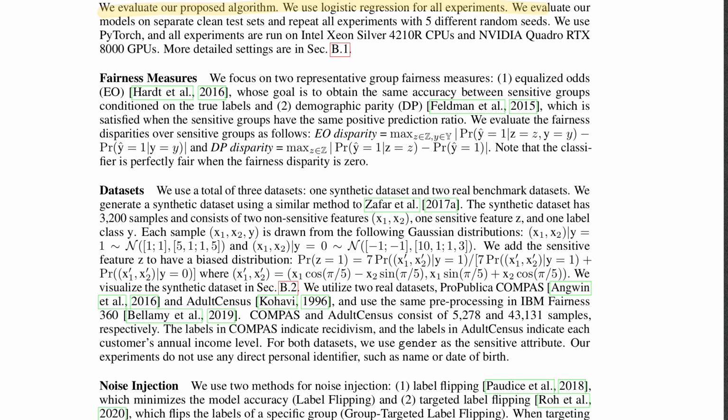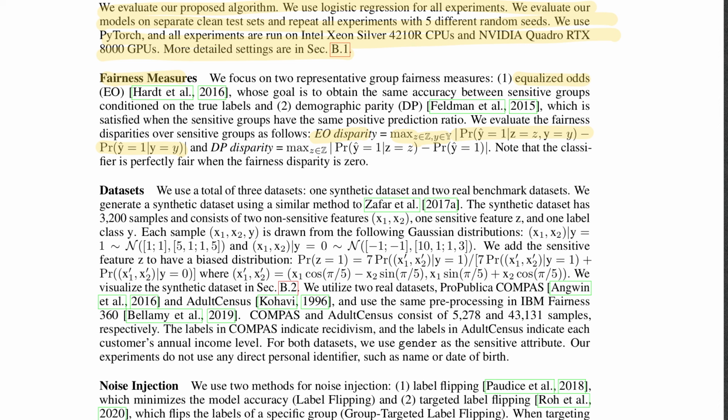Next, they discuss some information regarding the hardware they used and the frameworks they coded in, and mainly about the fairness measures that they have used. One of them is the equalized odds measure, or EO disparity. The higher it is, the worse. Therefore, on the space of y's and z's, you want to maximize this operation, and this supremum is going to be the EO disparity.